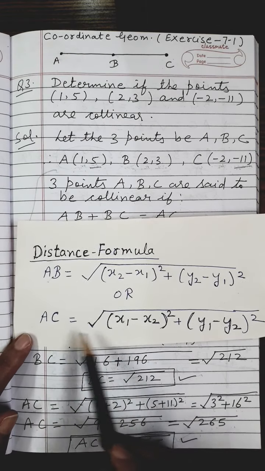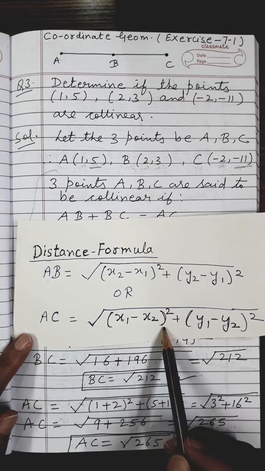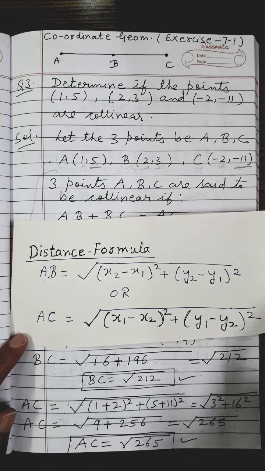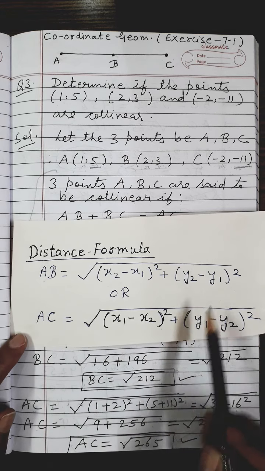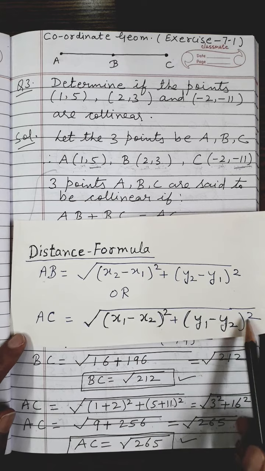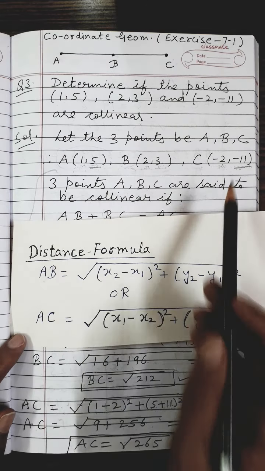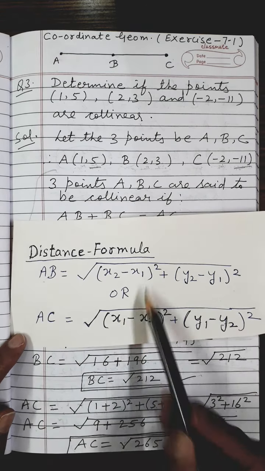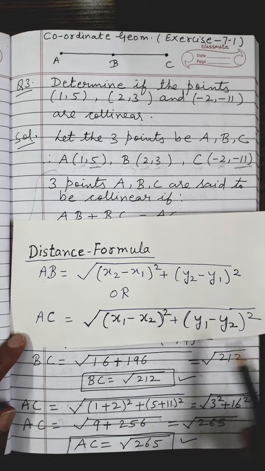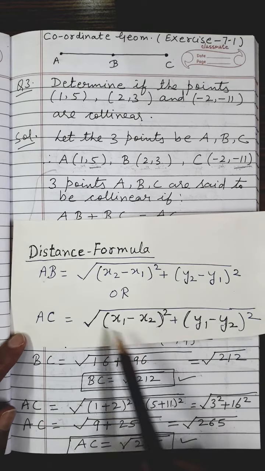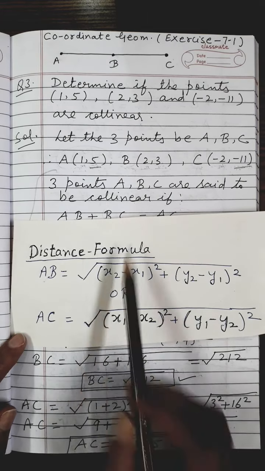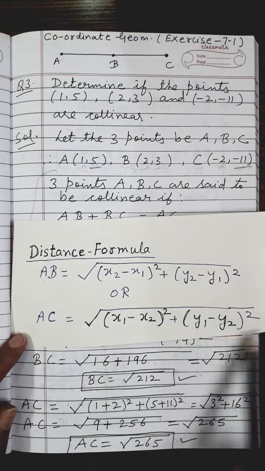You can also use this distance formula in this way. Instead of x2 minus x1 whole square, I can also write it as x1 minus x2 whole square. Similarly, y2 minus y1 whole square I can also write as y1 minus y2 whole square. So in the case of AC, I am using this formula. Actually both are the same, because when you square a positive number or a negative number, you will get the same answer. So you can use this formula both ways. It is more convenient to use it this way in finding the distance AC. So I am using this one.